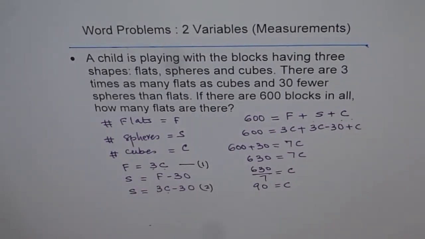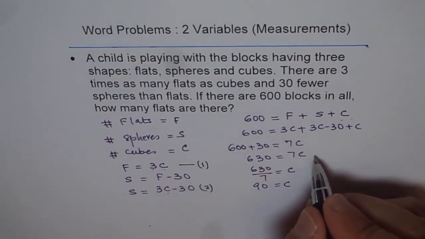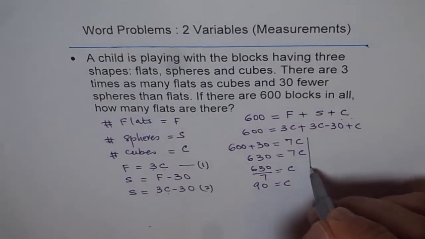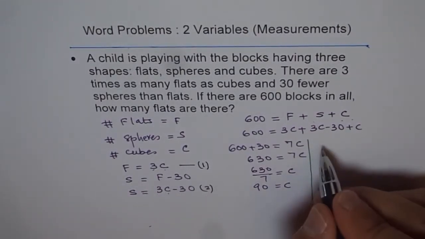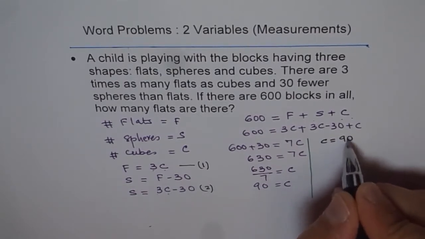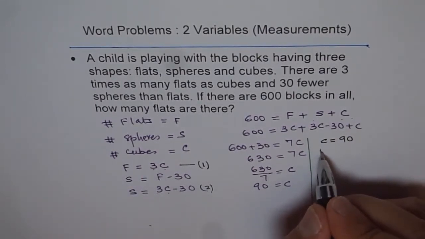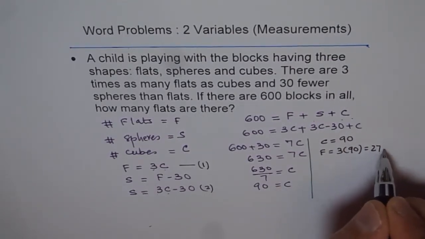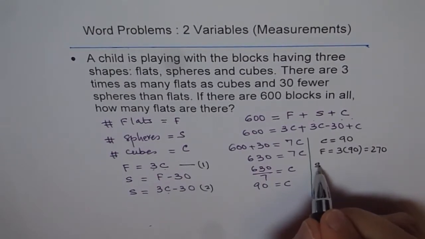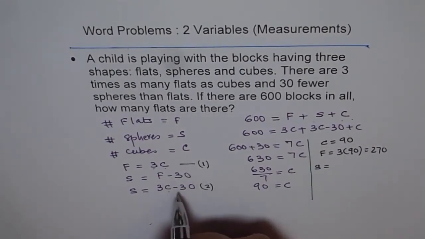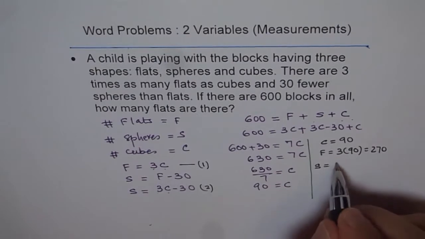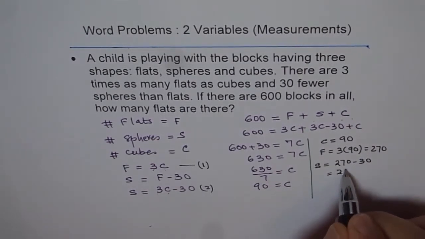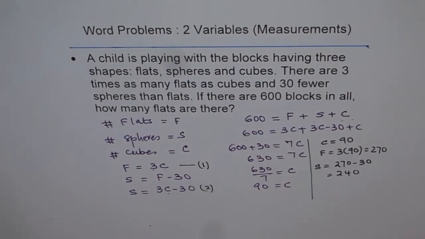So from equation 1, what we have is c equals 90. Now f is 3c, so f equals 3 times 90, that is 270. And s will be equal to 3 times c minus 30, or f minus 30, or 270 minus 30. That is 240. So that is the distribution, right?